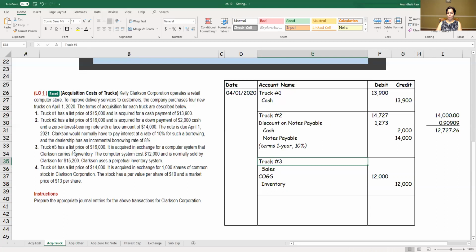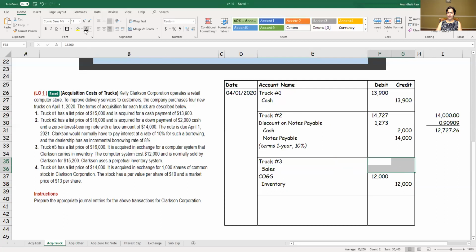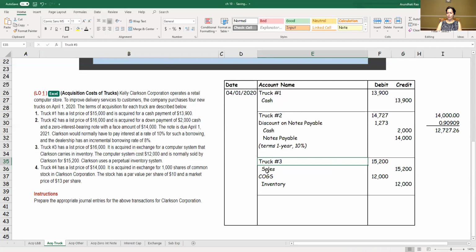If you recall, I told you that list price is just a guiding number. That's not what we're going to go with. I know the value of the asset that I'm giving up. What I could have sold it for is 15,200. So this journal entry is going to be at 15,200. So always, if I know the value of the asset that I'm giving up, the exchange price, then that's the number I need to go with. So I know what I could have sold my inventory at, 15,200. So that's the number I'm going to go with.